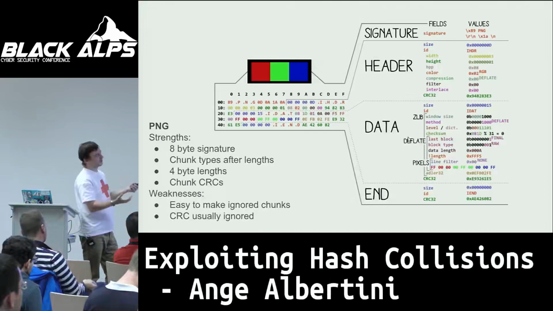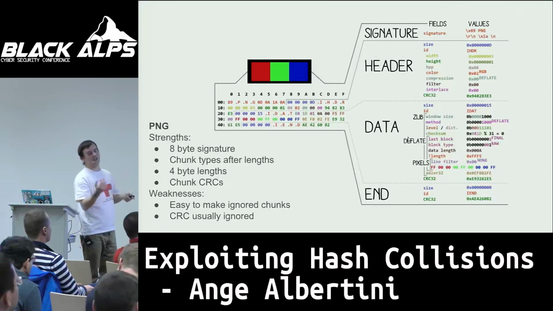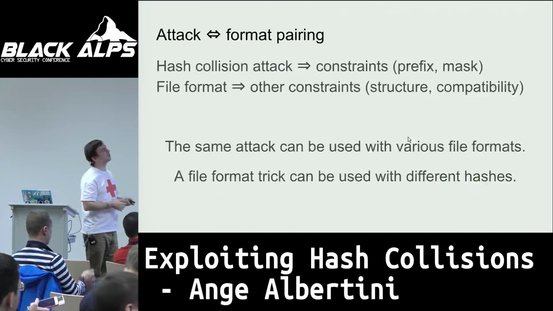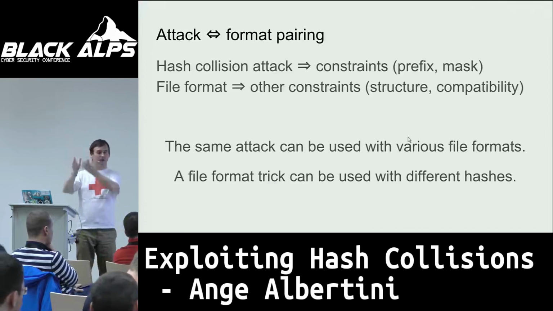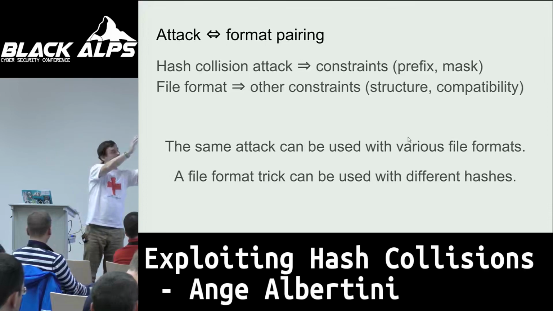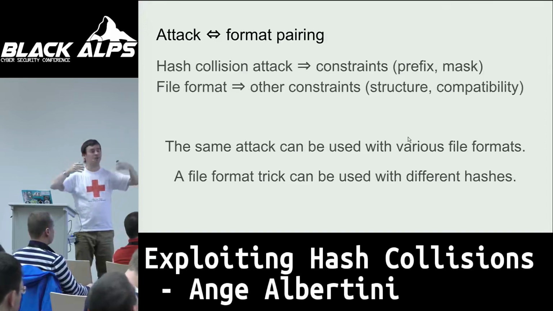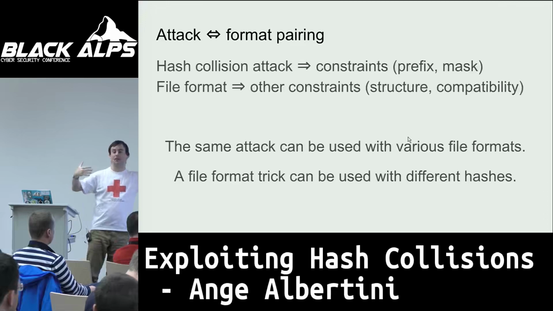It's easy to make chunks that will be ignored if you just start with a lowercase letter. And the CRC is usually ignored, but you could easily end up with a 4 gig colliding PNG. So that's why we didn't go that way. And again, it's not a hash and one trick forever. It's not a hash, but an attack on a hash that gives you constraints. And these constraints may be compatible or not with the file format. So the same attack can be used with various file formats, or a file format, as we saw, could be used for several attacks even in the future.